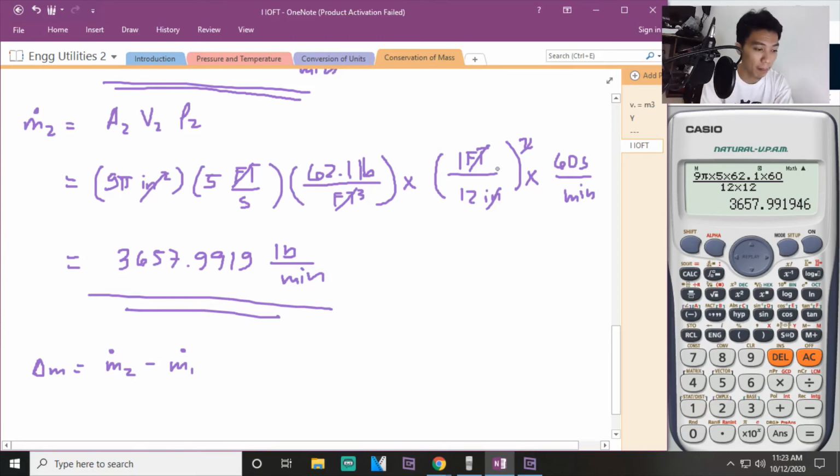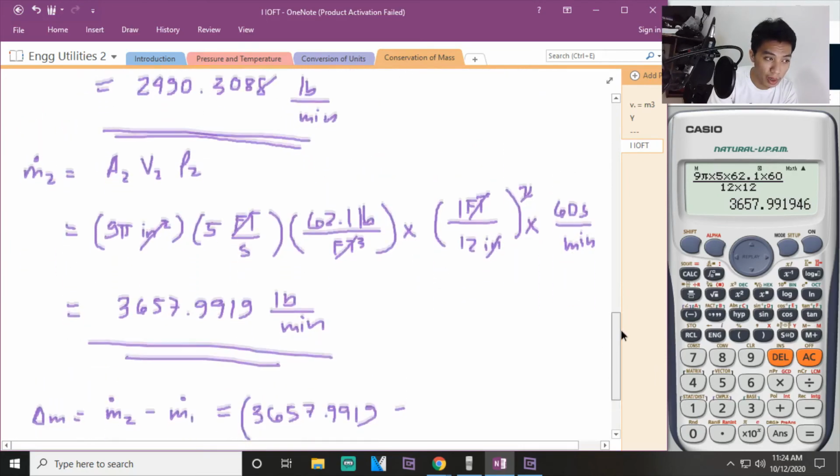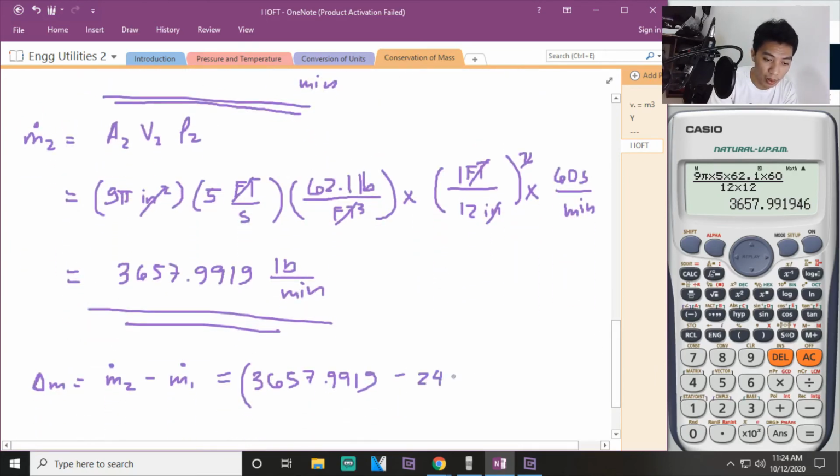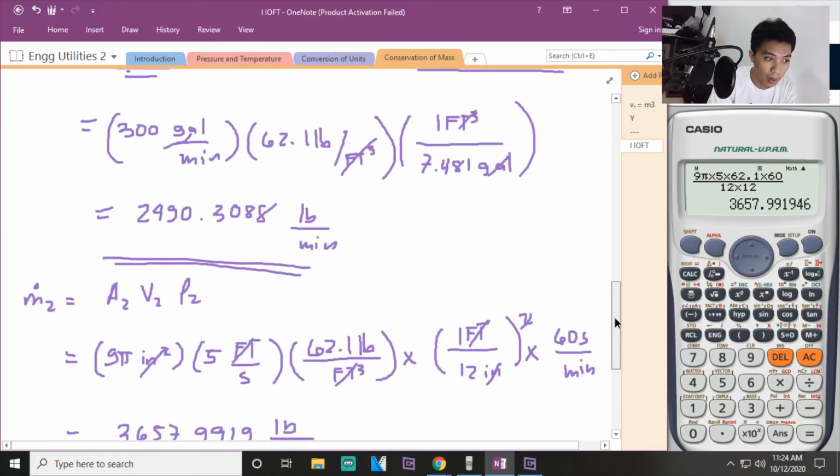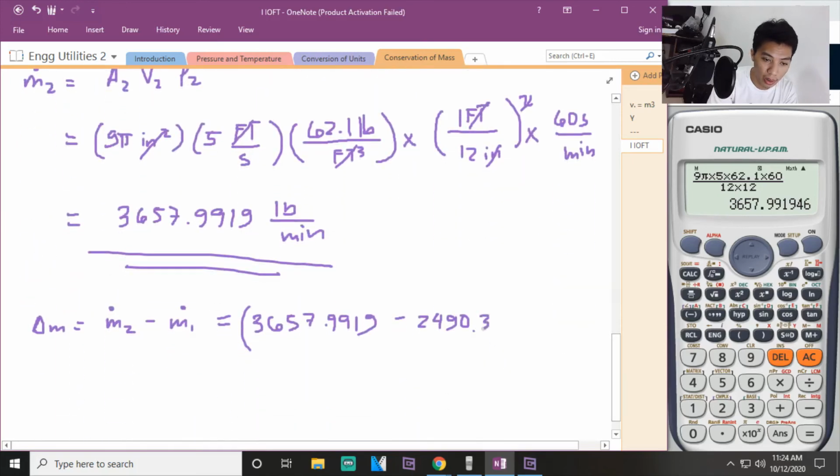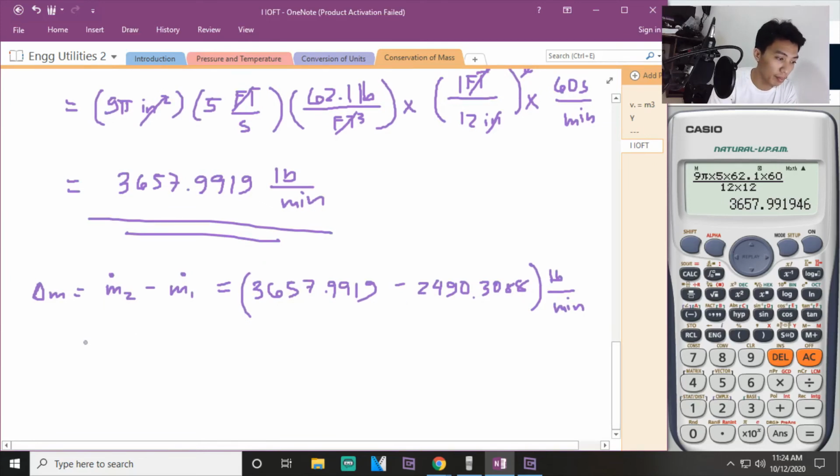Alamin mo muna sila. So, equal to 3657.9919 minus yung mass ng isa, 2490.3088 pound per minute. Yan.